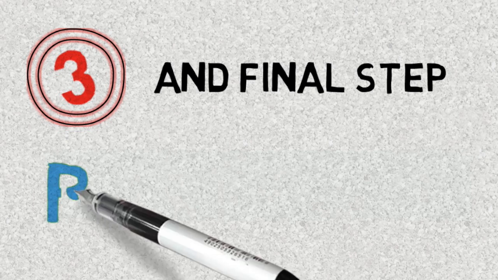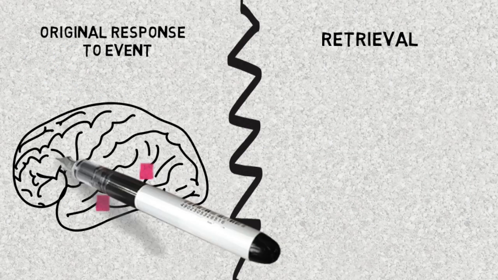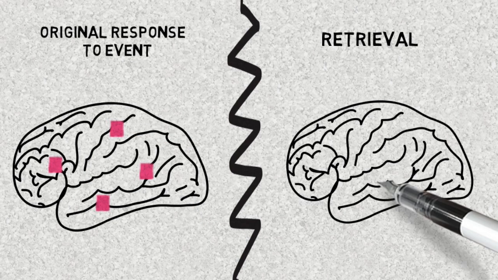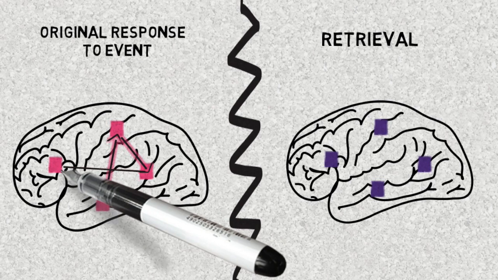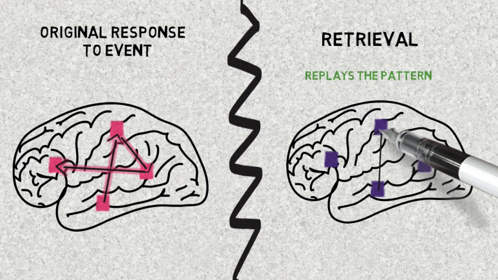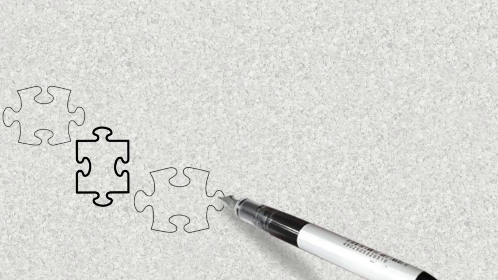The last process of memory is retrieval. Retrieval is when the brain replays a pattern of neural activity that was originally generated in response to a particular event, echoing the brain's perception of the real event. It is not exact because if it were, it would be as if experiencing the event again. Retrieval is a very complicated process that scientists have not been able to fully understand.